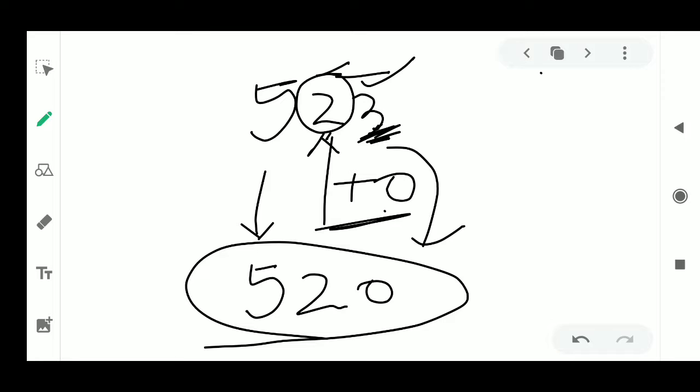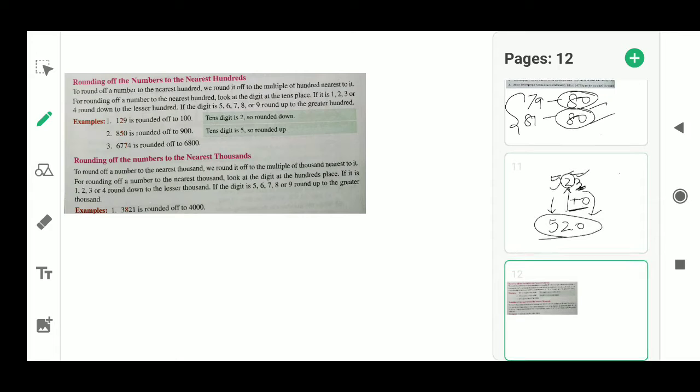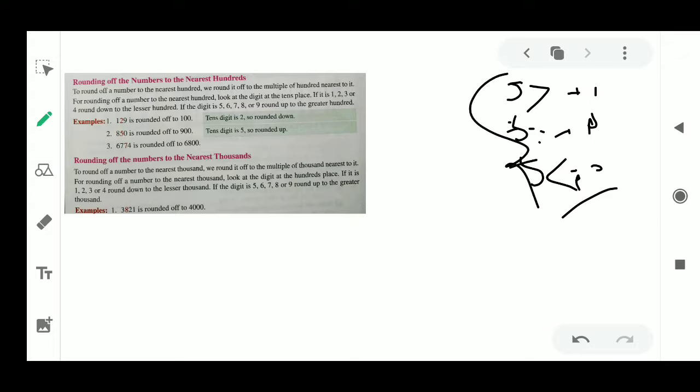Next, we will learn to round up to the nearest 100 and round up to the nearest 1000. That is also very similar, same. We should know the formula: if the digit is greater than 5, then plus 1; equal to 5, that is plus 1; and less than 5, plus 0. That you should know.